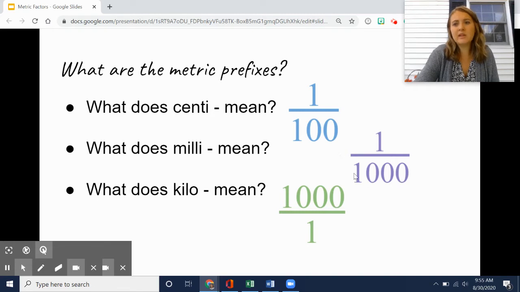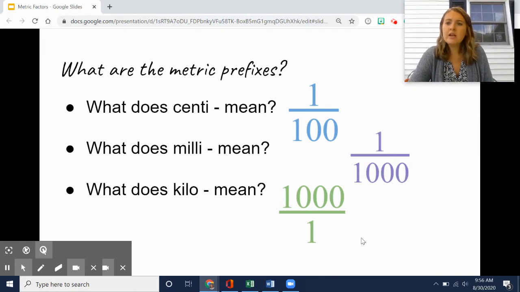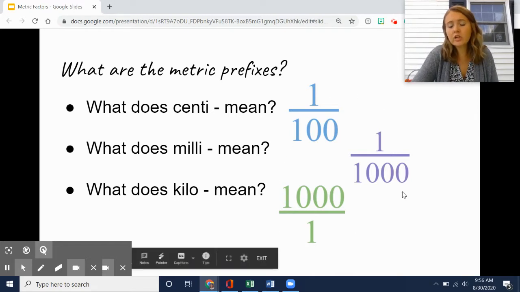Milli sounds like million, but it's not. It's thousand. It's 1,000 times smaller than our base unit, so 1,000th. Kilo, on the other hand, kilo also means 1,000, but it's 1,000 times bigger. That's why we see 1,000 over 1. And what we're going to do is use these fractions to create factors that we can use in our metric system. Now, you'll notice that these fractions are already close to factors. We're just missing those units in there.